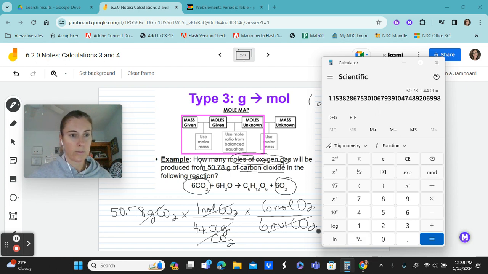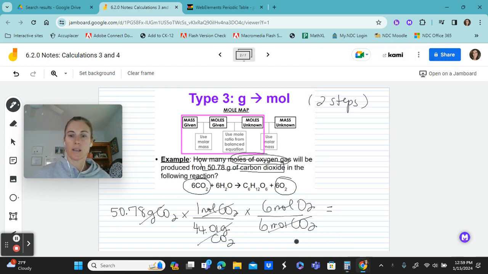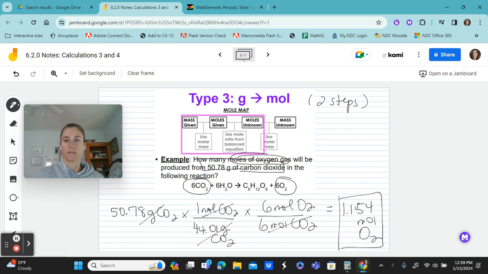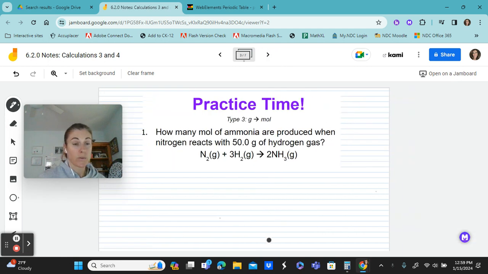Now I'm going to go by the number of sig figs in my given moles of oxygen. Notice I write everything out because it is easy to confuse things. All right, in theory, that is how much oxygen I should create from that starting mass of carbon dioxide. The next one is exactly the same, different equation, but same process. So pause this and see if you can do this on your own, and then you can come back and check.